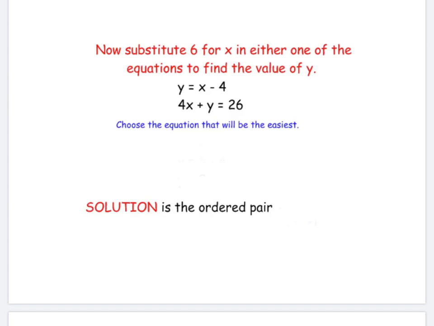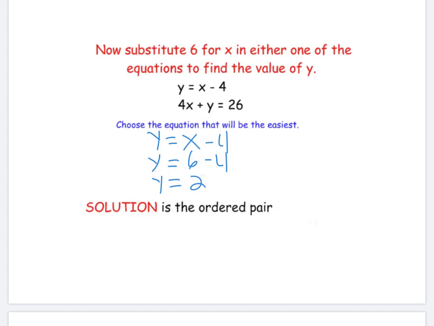I personally think that the equation with the less numbers, the less stuff, would be the easiest. So I would use the top equation, y equals x minus 4. We know that x was 6 because we solved for it on the other slide. So if I substituted in the value for x, y equals 6 minus 4. That's easy to do, so 6 minus 4 gives me 2. So my value of y is 2.